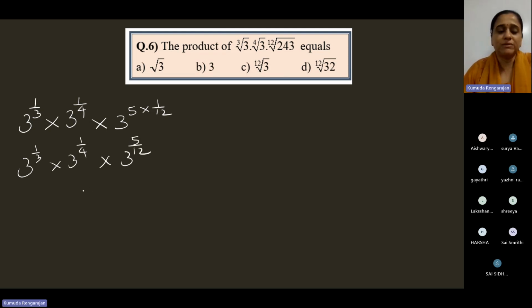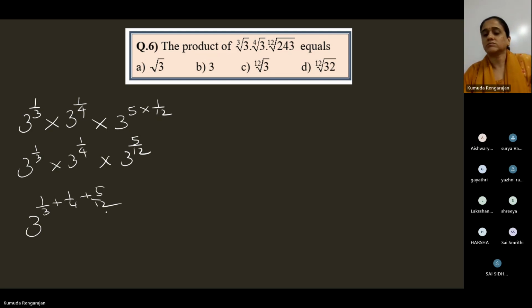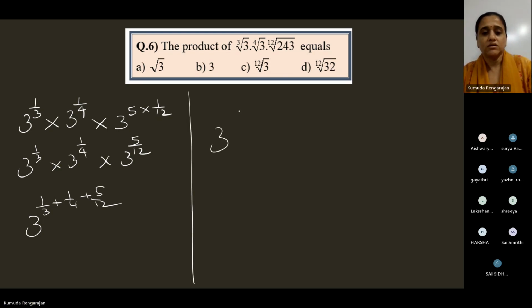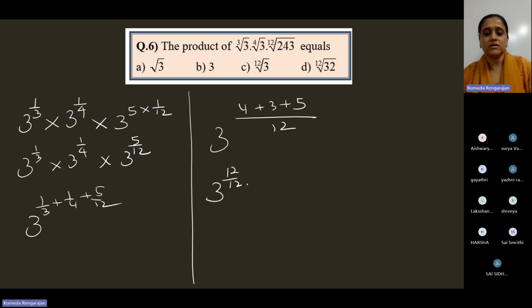Bases are same and it's multiplication. So you just have to add the powers. 3 to the power 1 by 3 plus 1 by 4 plus 5 by 12. Okay. So 12 is a common denominator. So it will be 4 plus 3 plus 5. So 3 to the power 12 by 12. So 3 to the power 1, which is 3.